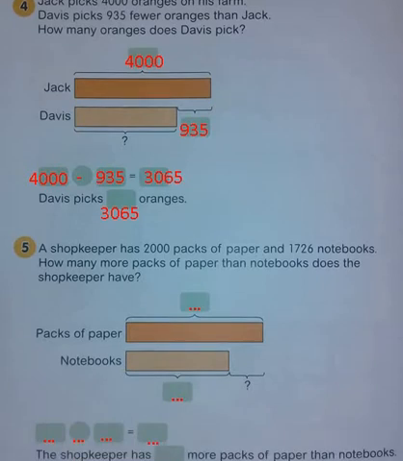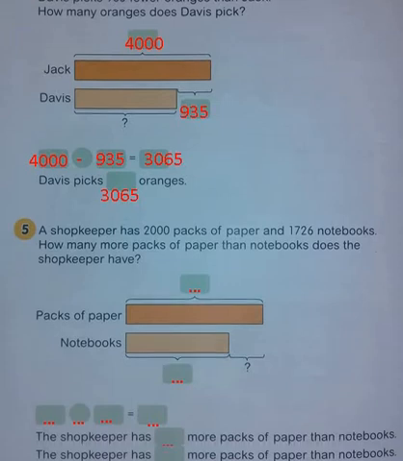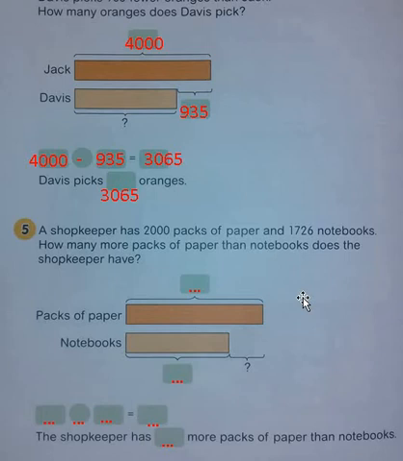A shopkeeper has 2,000 packs of paper and 1,726 notebooks. How many more packs of paper than notebooks does the shopkeeper have? Look at over here. A shopkeeper has 2,000 packs of paper. Then look at over here. We have two models here. Why do we have two models here? Because we talk about two things here. We talk about the paper and the notebooks. You guys understand? So the number for the packs of paper is 2,000.